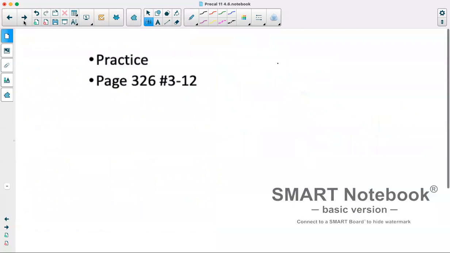Okay, so practice for this section starts on page 326.